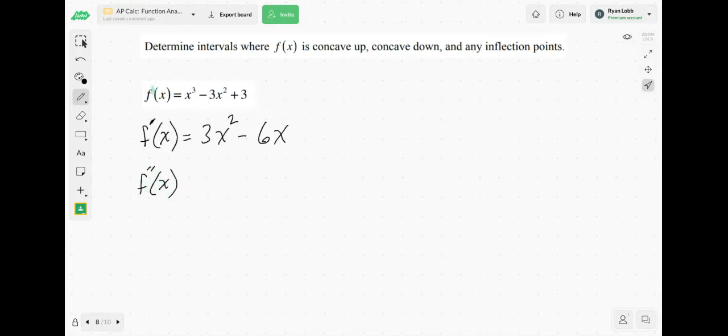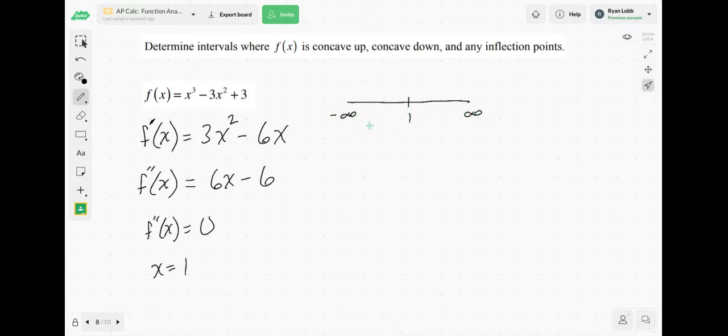This is the second derivative of f, but really it's just the first derivative of f prime, which is 6x minus 6. I would then say f double prime of x equals 0, right? Which would mean that x equals 1. So this is my critical number. These are my critical numbers of f prime. All right, now we set up a test interval. In this case, we're going from negative infinity to infinity. Here's 1, and we pick any value over here, okay? Pick 0.